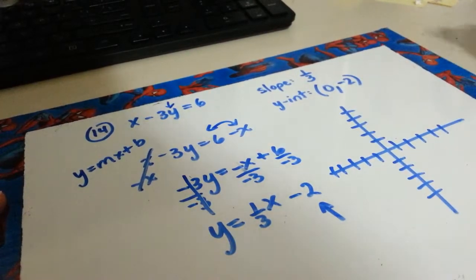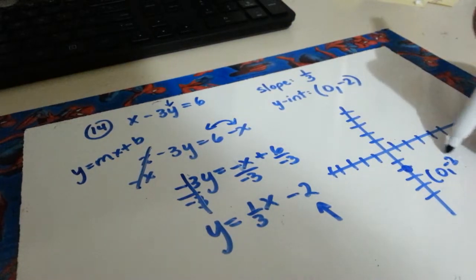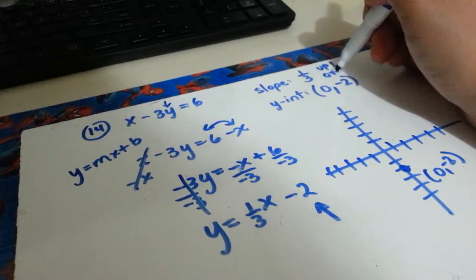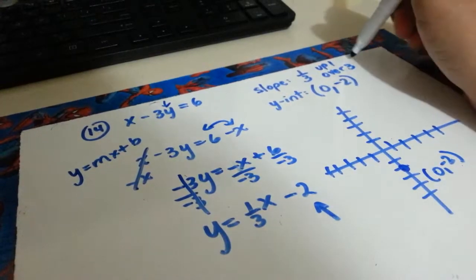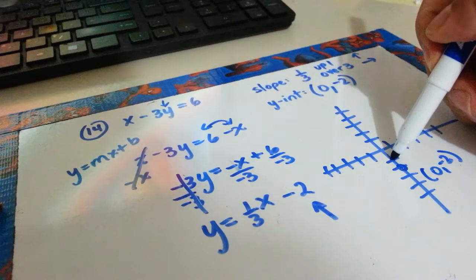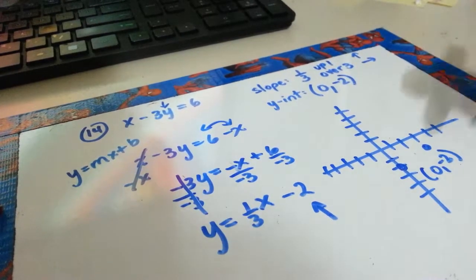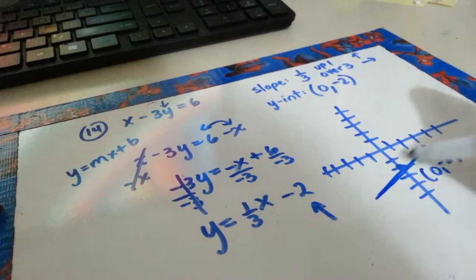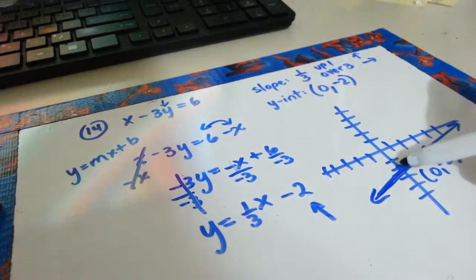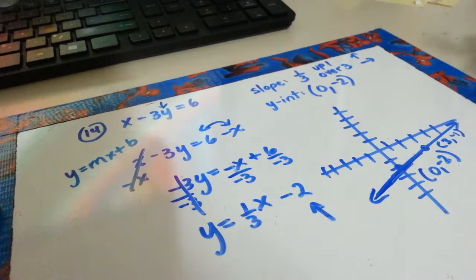Right? 0, negative 2. And the slope is positive, so it's up 1 over 3. Right? So up 1 over 3. So from here, up 1 over 3. 1, 2, 3. Oops, totally missed that point. And this one would be 1, 2, 3, negative 1. So 3, negative 1.